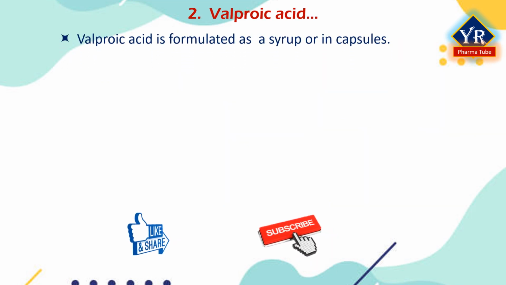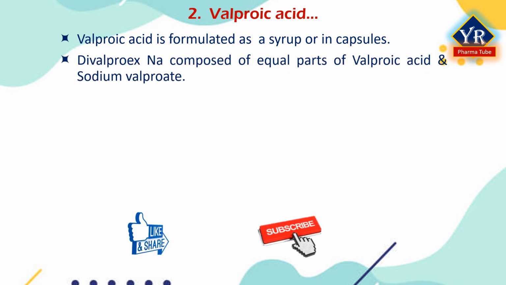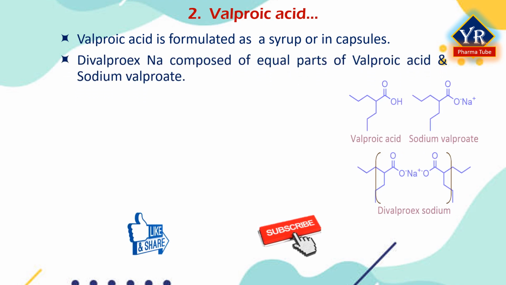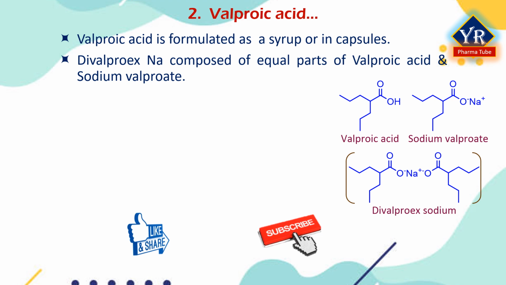Valproic acid is formulated as an oral syrup solution or in gelatin capsules. More commonly, the drug is used in a coordination complex referred to as divalproex sodium composed of equal parts of valproic acid and the salt sodium valproate. An extended release divalproex formulation in a hydrophilic polymer matrix allows once a day oral administration.